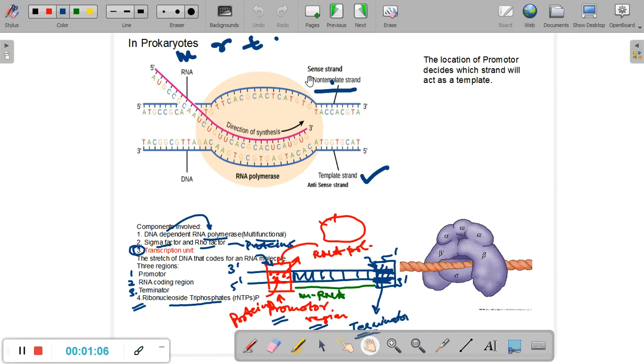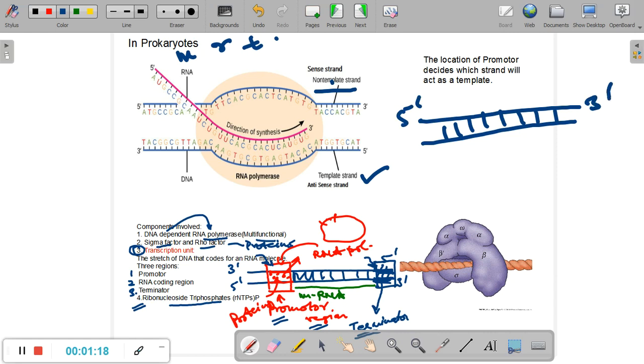Now, proceeding further, let us look at this particular DNA. Let us say we have a strand of DNA here with these bases, and this is the 5' end, this is the 3' end, and this is the 5' end, the 3' end. Now, which of these two strands acts as a template for the synthesis of RNA? Which of the two can act as the template?